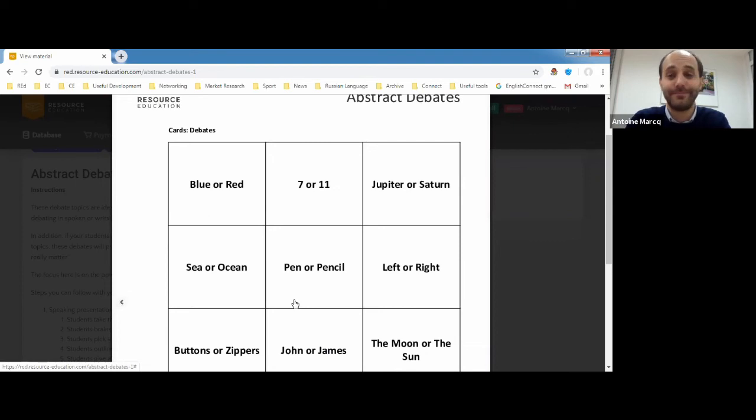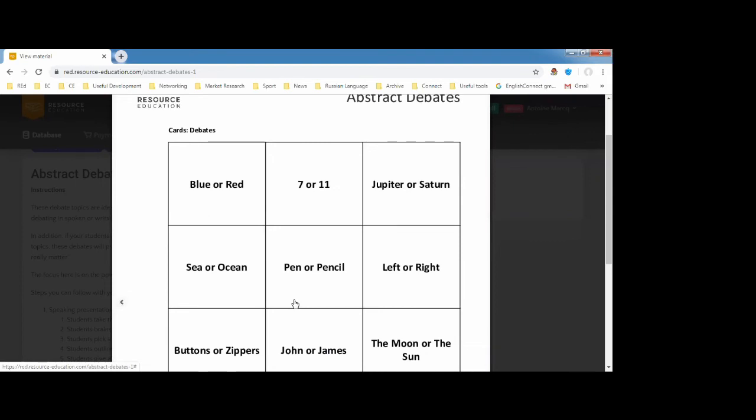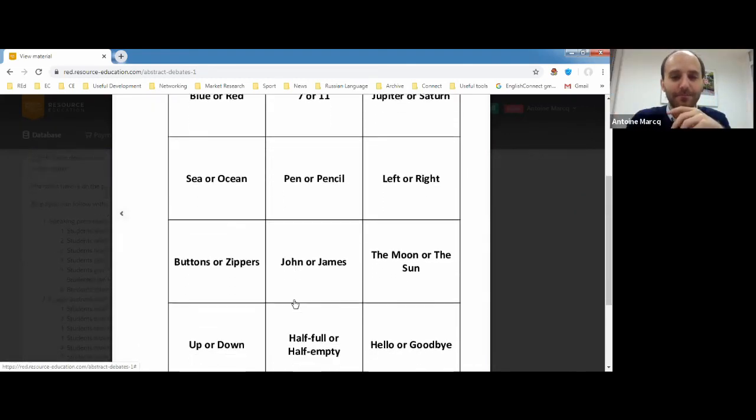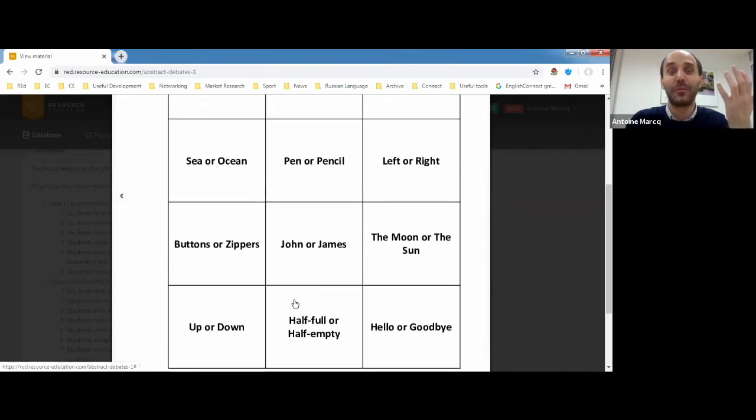Blue or red? 7 or 11? Jupiter or Saturn? Left or right? All these things, buttons or zippers, I like just with names. John or James? The moon or the sun? There's no clear direction in these debates.